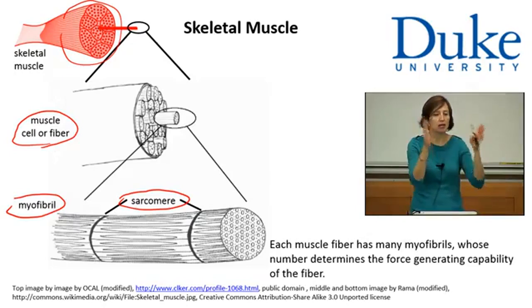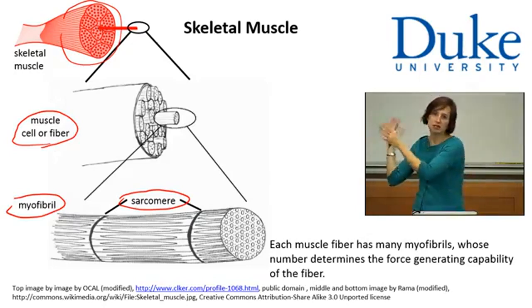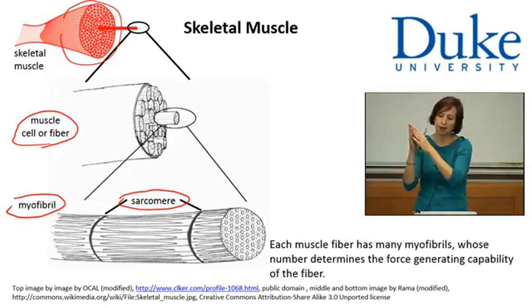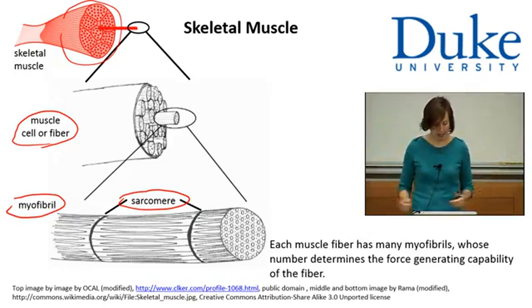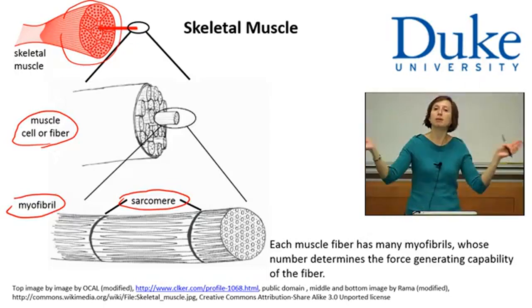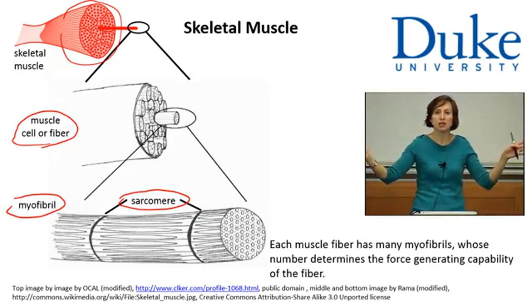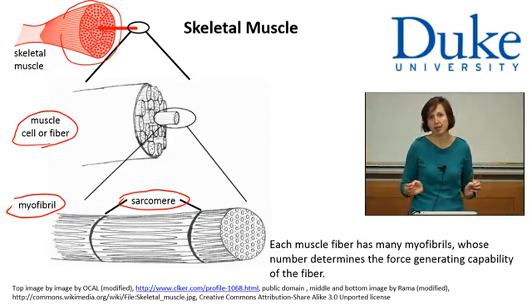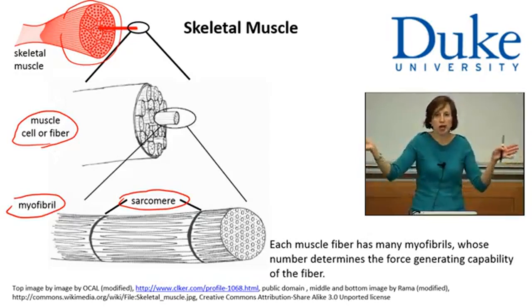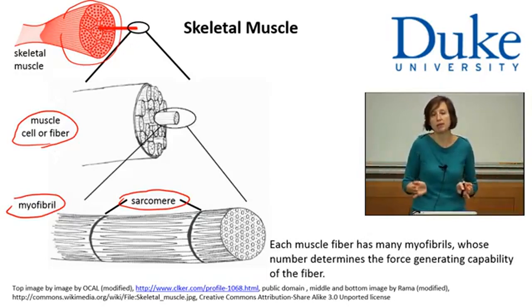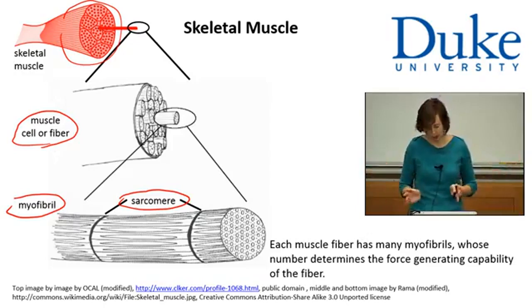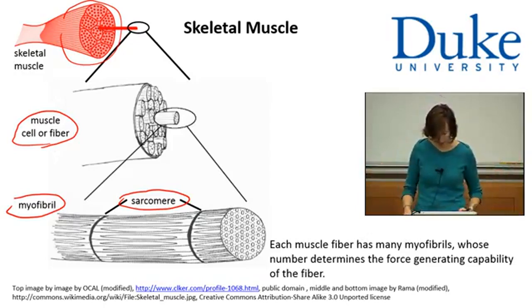So there'll be hundreds, if not thousands, of sarcomeres that are making up a single myofibril, and it's going to be each sarcomere that is going to contract. And so if you've got many sarcomeres that are contracting at the same time, then you're going to have a shortening of the muscle, which will cause an action, which we'll be talking more about.